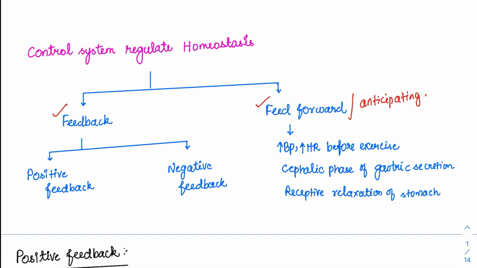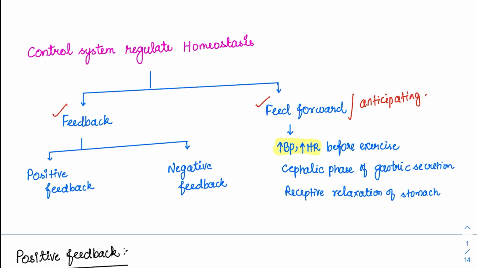Let's see some examples for better understanding. Suppose you are waiting on a running track. Even before you start to run, what will happen? There will be an increase in BP as well as an increase in heart rate. Both of these happen before you start running. That's why this is called feed forward. Before the event happens, there is some change in the body.